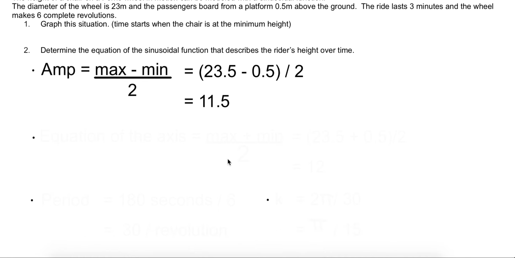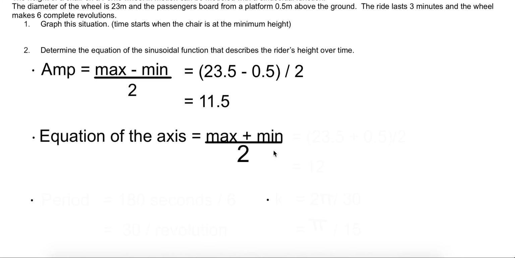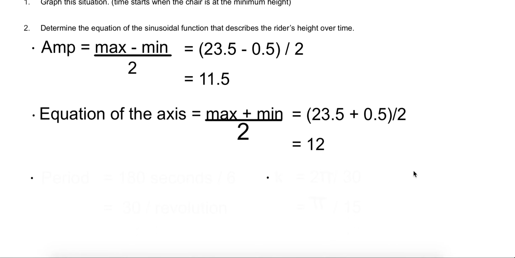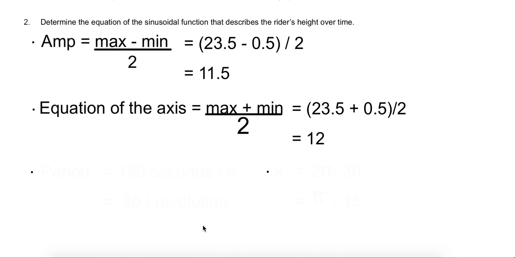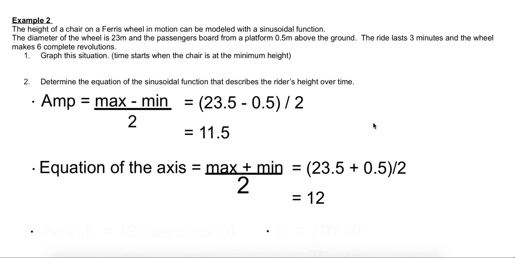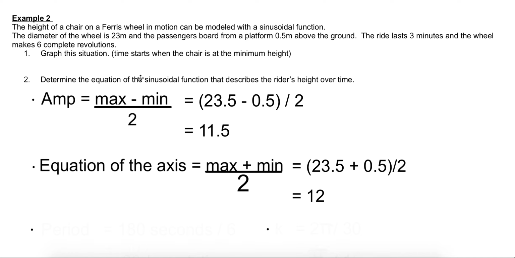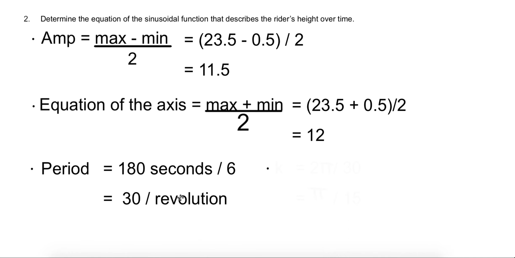Now the equation of the axis is the same kind of thing. We're going to have max plus min though, divided by 2. We still use those same two values, and the equation of our axis here is 12. Finally, when we're finding our k value, the first thing we need to do is find our period. Now I changed it to seconds. I like to have a bigger number here. So I did this as 180 seconds and 6 revolutions. So we did 180 seconds divided by 6. That means 30 seconds per revolution. And then I used my k value. I did 2 pi divided by 30, which just becomes pi over 15.